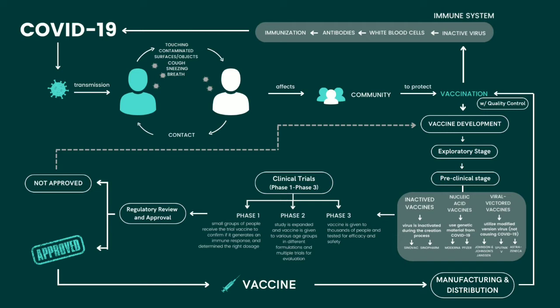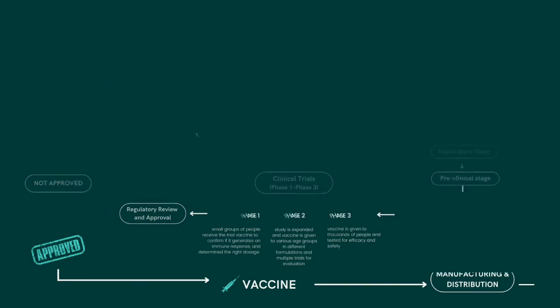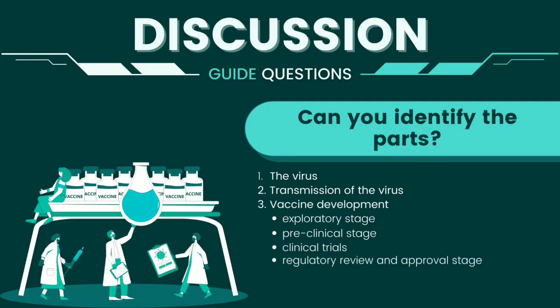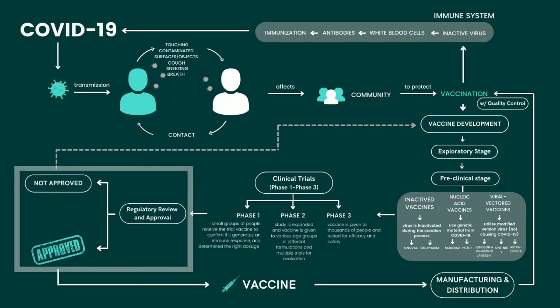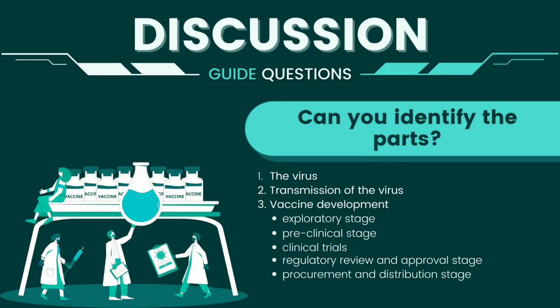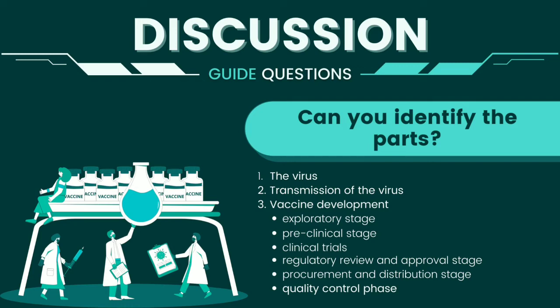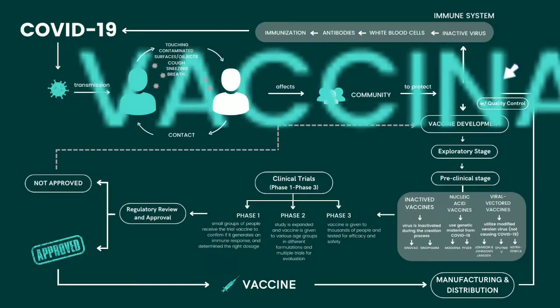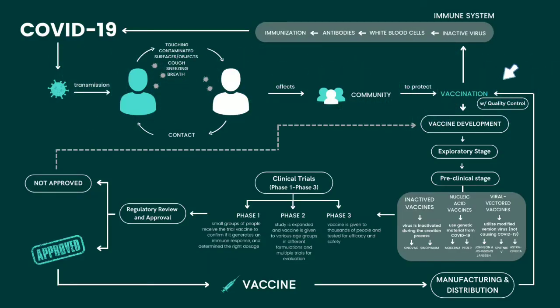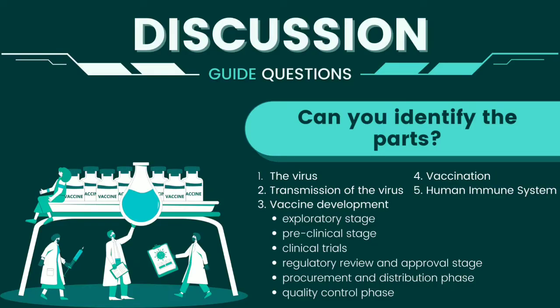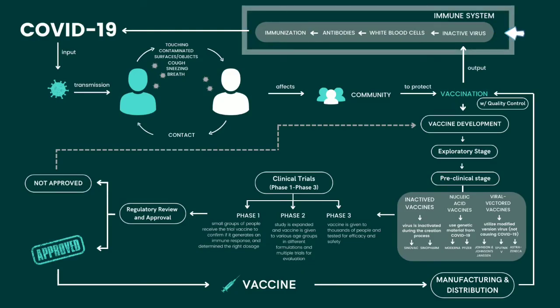The next stages of vaccine development are categorized as external, non-living factors influencing the system, namely the regulatory review and approval stage, in which the vaccine is tagged as approved or not approved. If it is approved, it will proceed to the procurement and distribution phase. Lastly, after the distribution phase, a quality control phase will be done as the final stage of vaccine development to proceed with vaccination. The later discussed view on the effect of a vaccine on the human immune system is the specified output of the system, specifically the individual's immunization acquired from the vaccine.